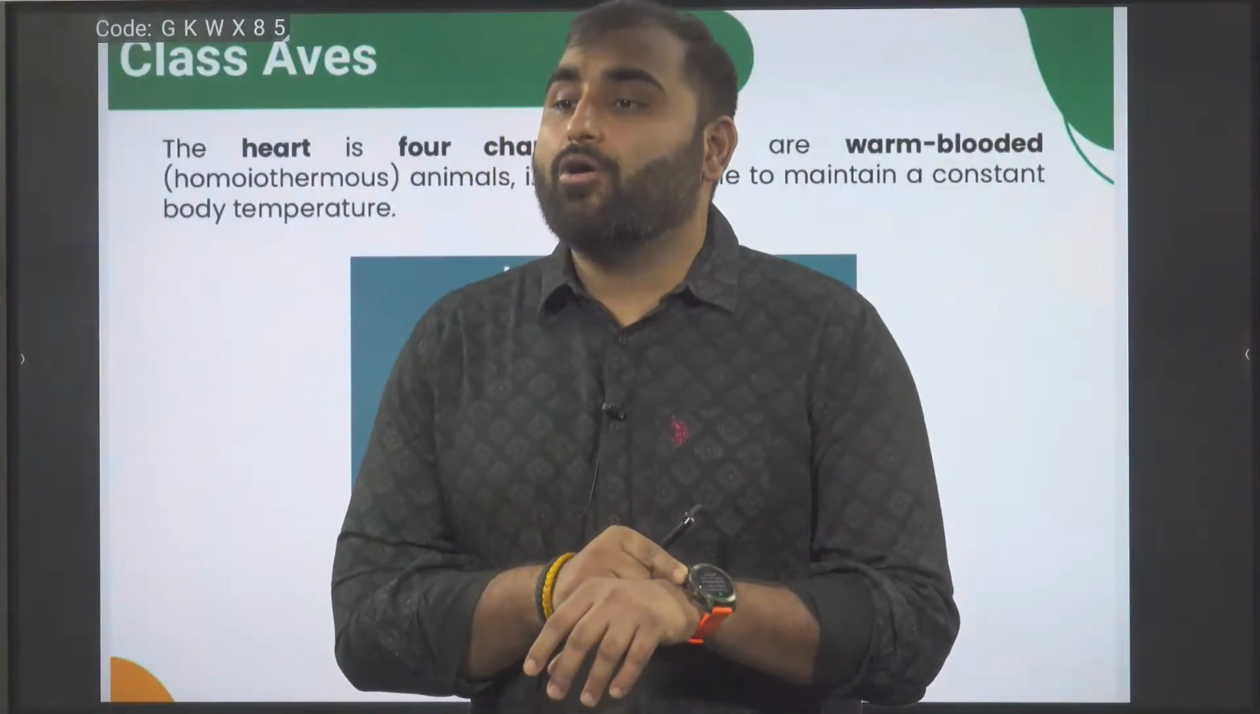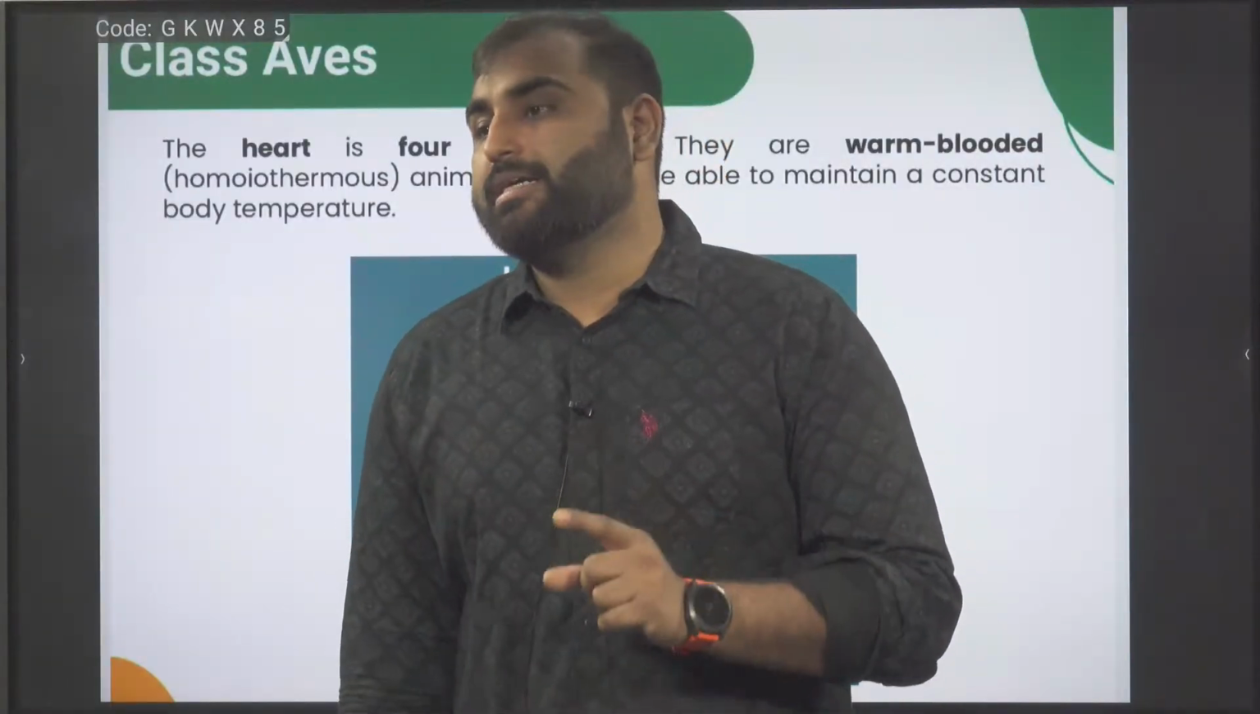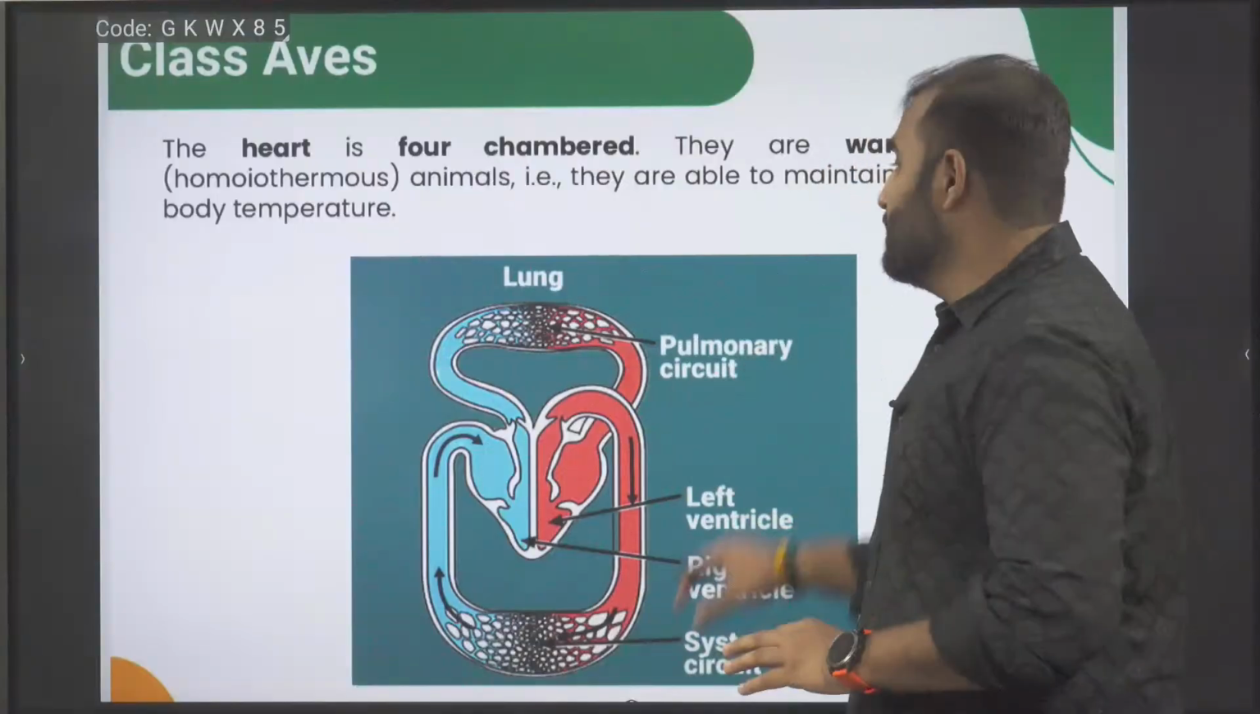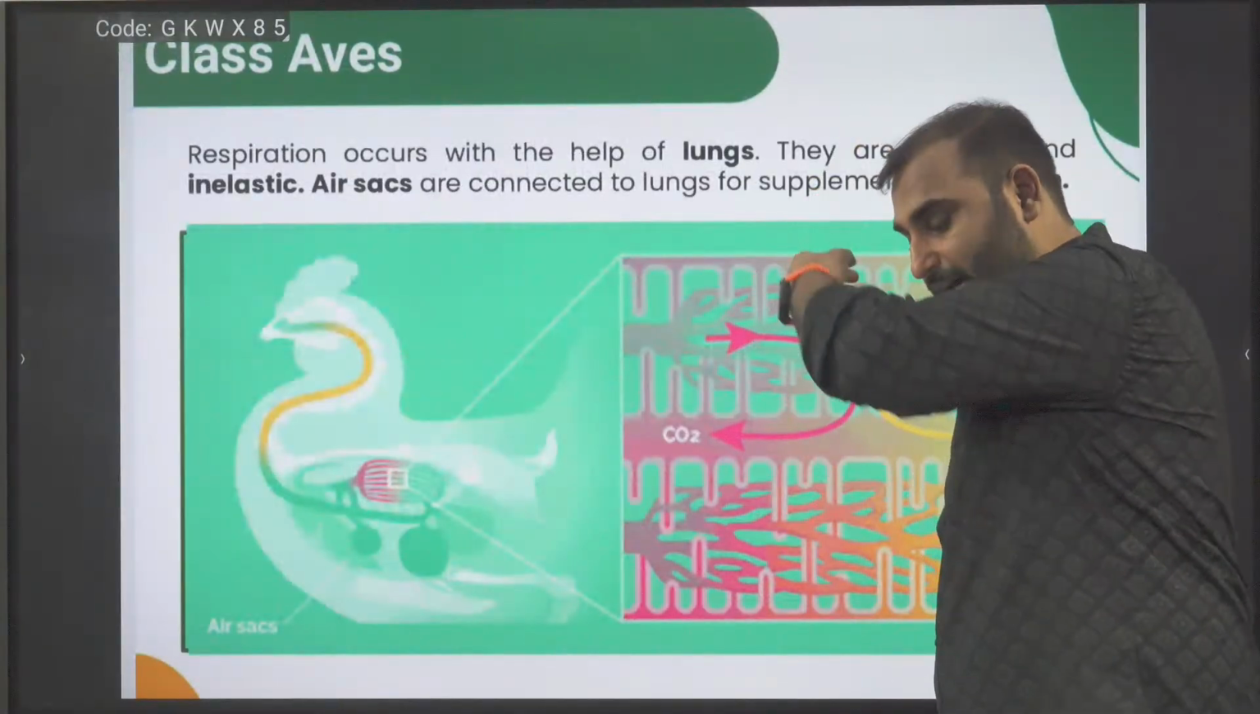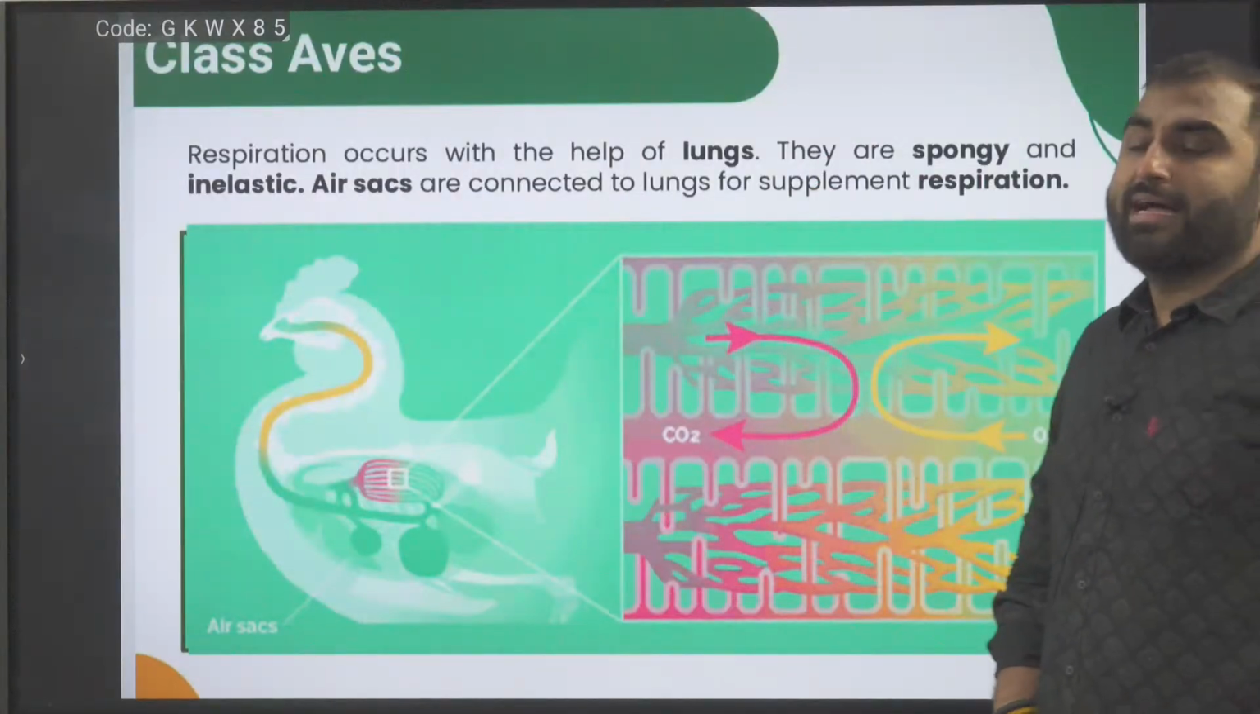RBC is biconvex and nucleated. Okay beta, let's move ahead. Biconvex and nucleated RBCs. Moving ahead.